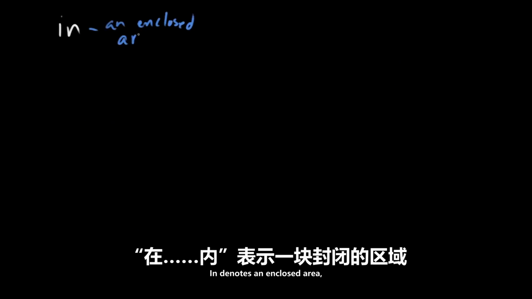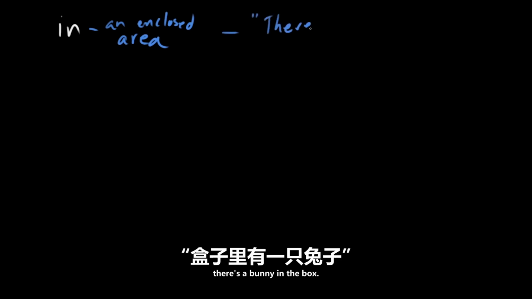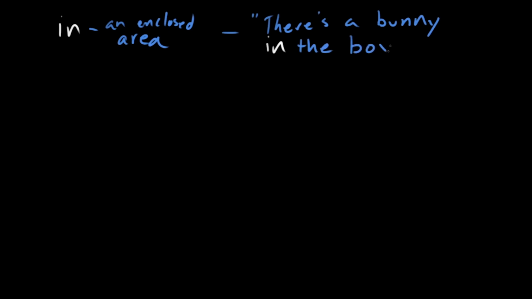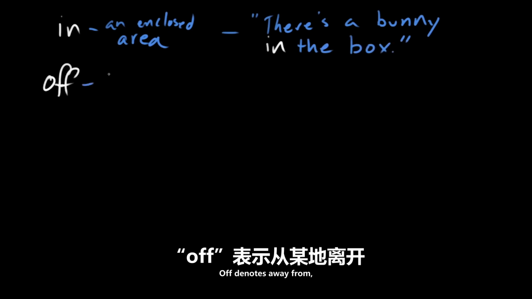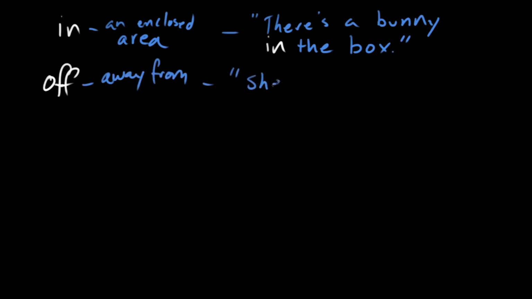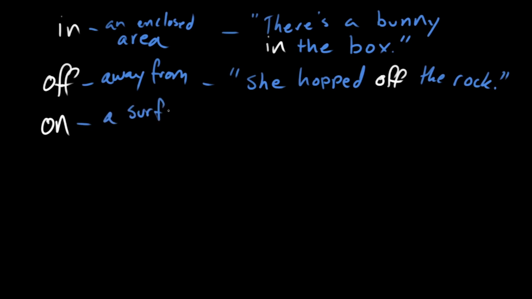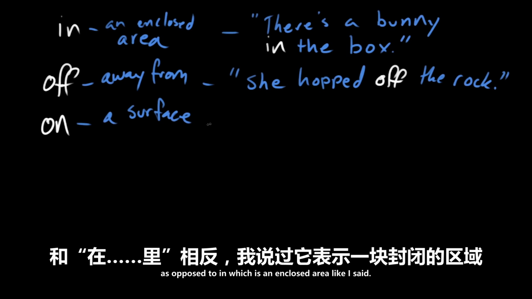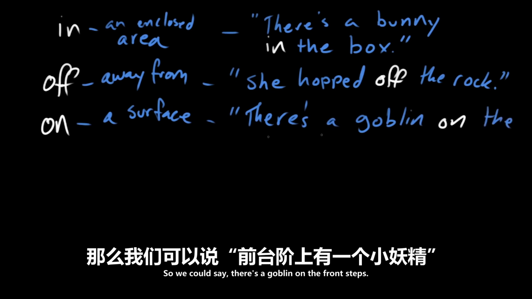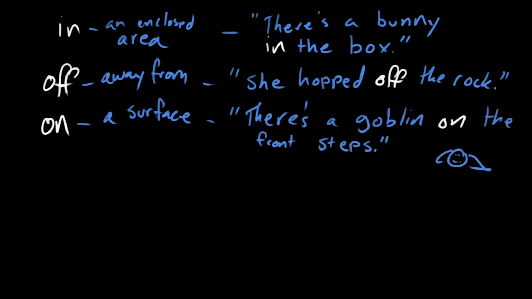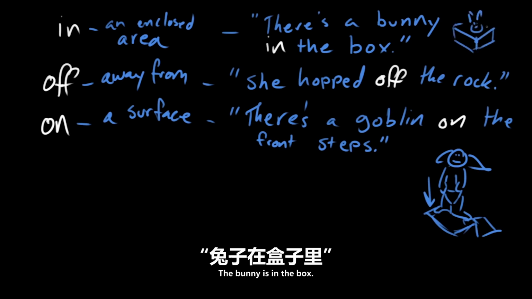In denotes an enclosed area. So you could say something like, there's a bunny in the box. Off denotes away from. She hopped off the rock. On usually denotes being on a surface, as opposed to in, which is in an enclosed area, right? So we could say, there's a goblin on the front steps. The goblin is on the steps. The bunny is in the box. Do you see the difference?